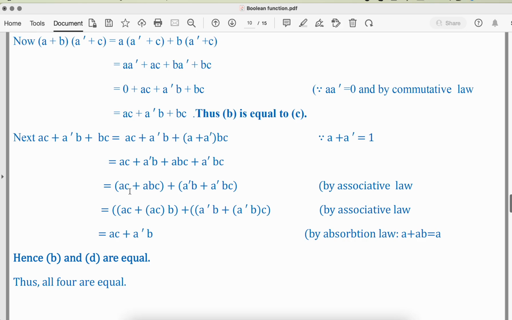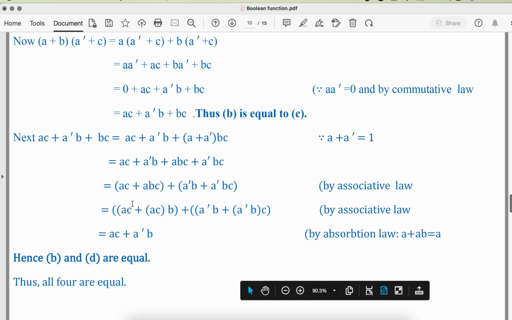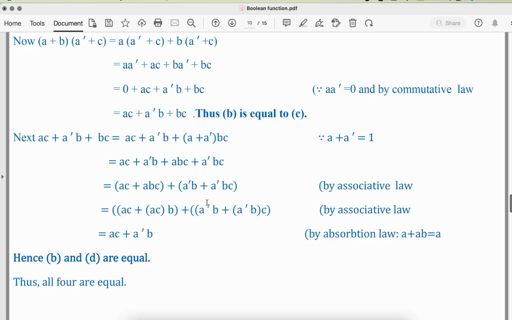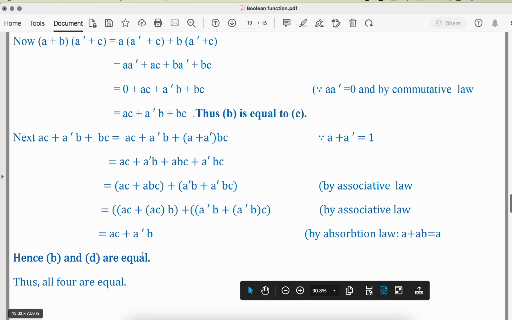So we can write it as AC + AC into B, and this can be written as A'B + A'B into C. And by the absorption law, A + AB is A. So if we treat AC as A, then A + AB is A, so it is AC. If we treat A'B as A, then A + AC is A, so it is A'B. So it means B and D are equal. It means A and B are equal, B and C are equal, and B and D are equal. It means all the four are equal.